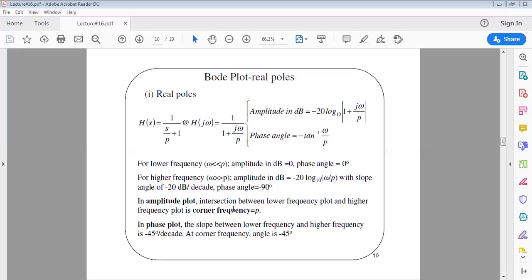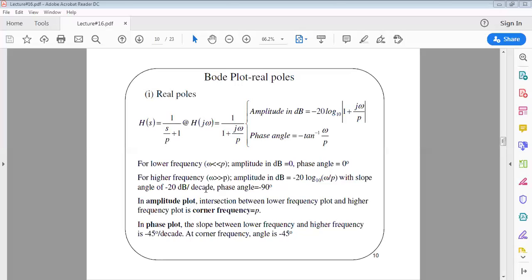For the amplitude plot, the intersection between the lower frequency and the higher frequency is what we call the corner frequency, which is the location of the pole value. For the phase plot, the slope between the low frequency and high frequency is negative 45 degrees per decade, and at the corner frequency, the angle is negative 45 degrees. I'm going to show you after this what is meant by this.